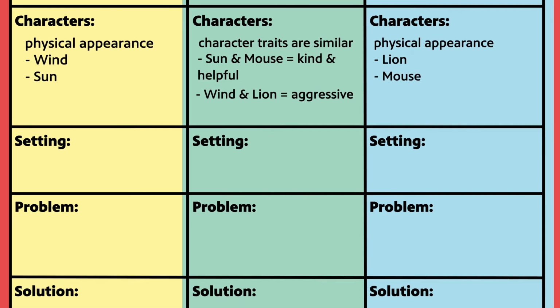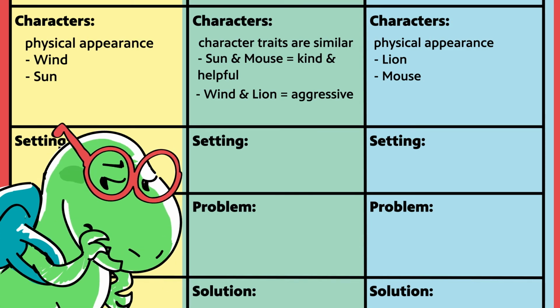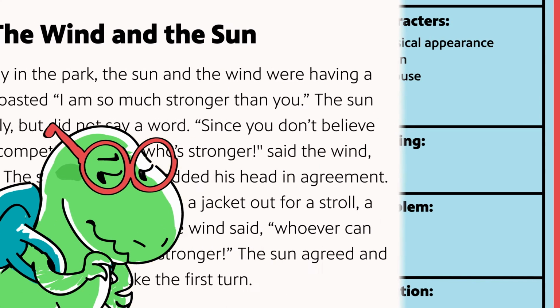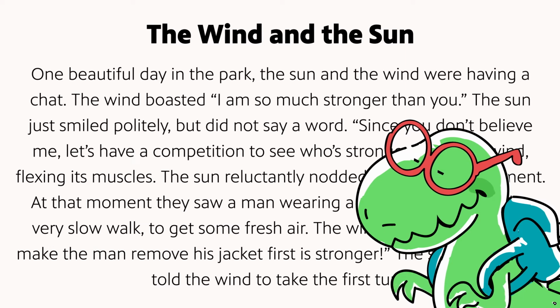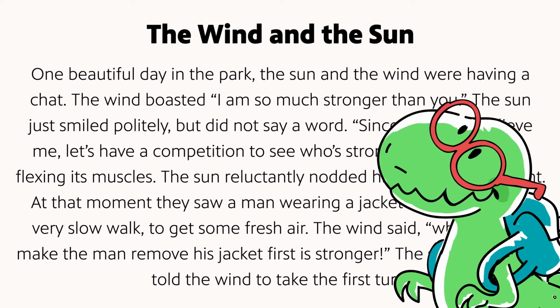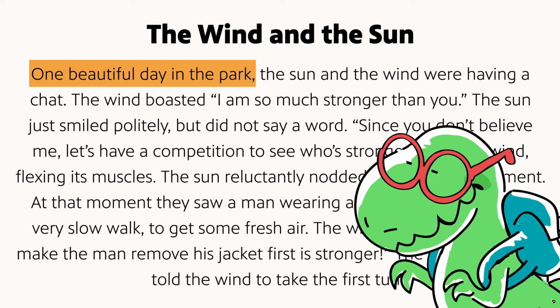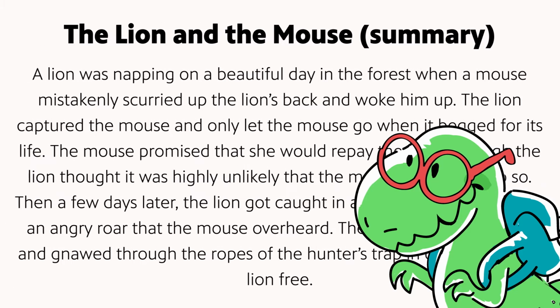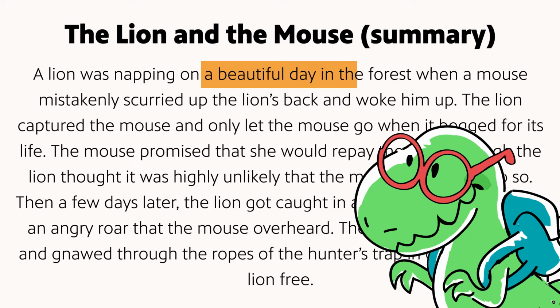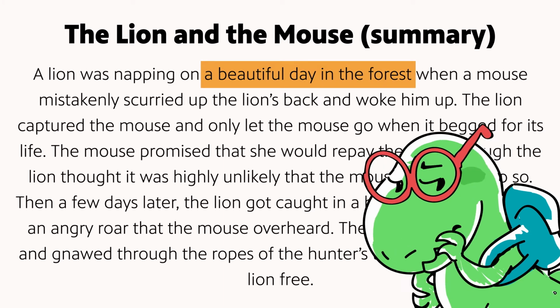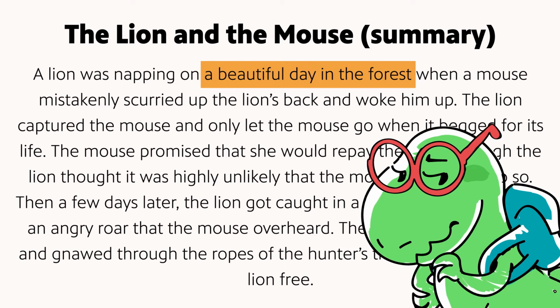Now let's move on to the setting. I'm going to take a look back at The Wind and the Sun to figure out the setting. The text says, "A beautiful day in the park." As I look back at The Lion and the Mouse, I see that this story takes place on a beautiful day in the forest. Both stories happen on a beautiful day, but different locations.